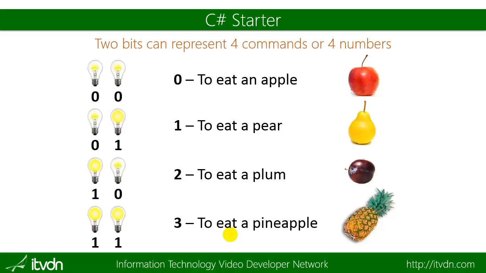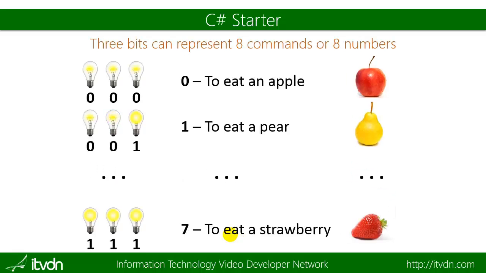If you have another bulb, you'll have double the command number and instruction number. Here we have added one more bulb to our scenario. In this case, we have 8 commands or 8 numbers. And the system or the principle remains the same.